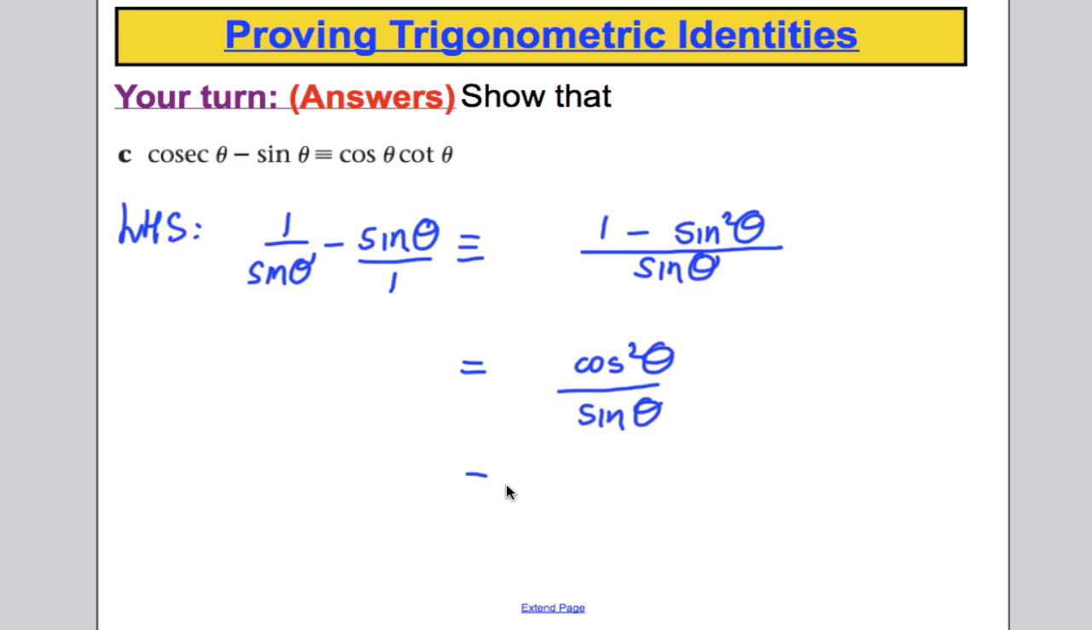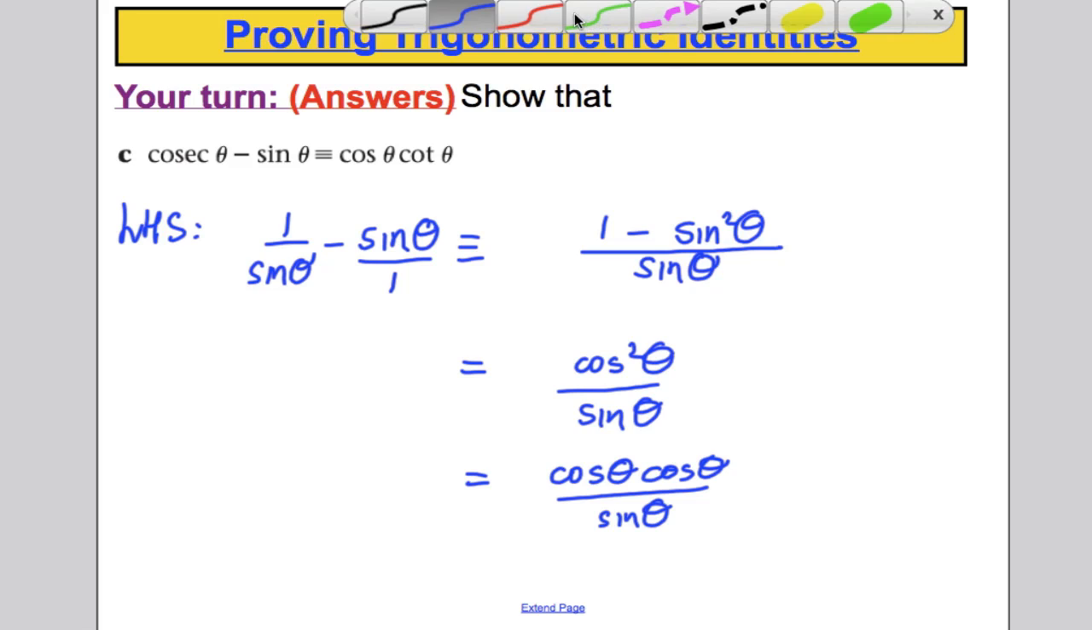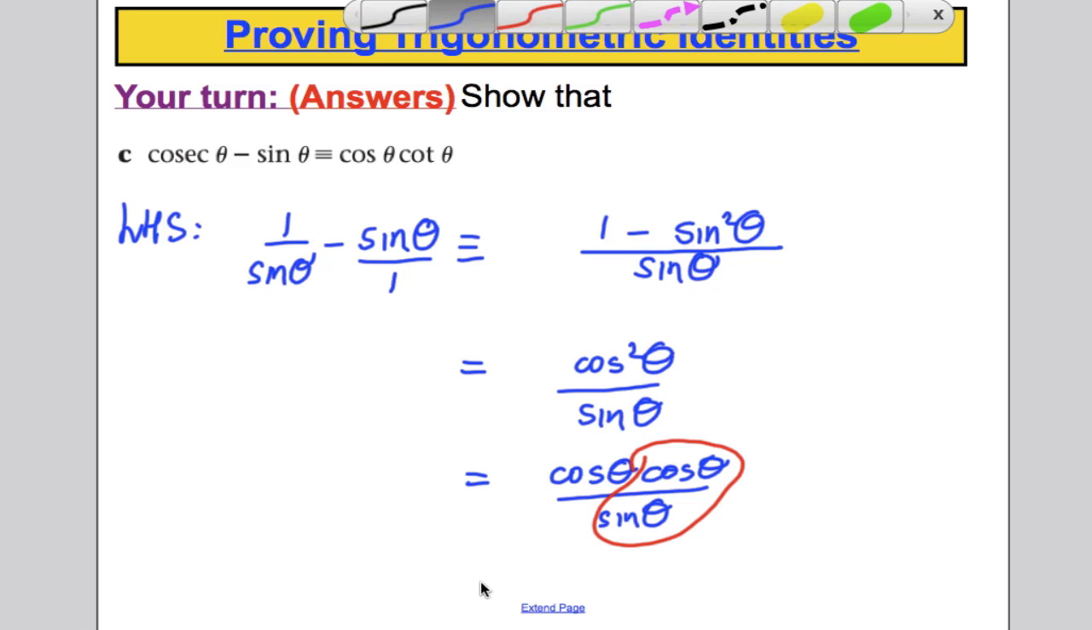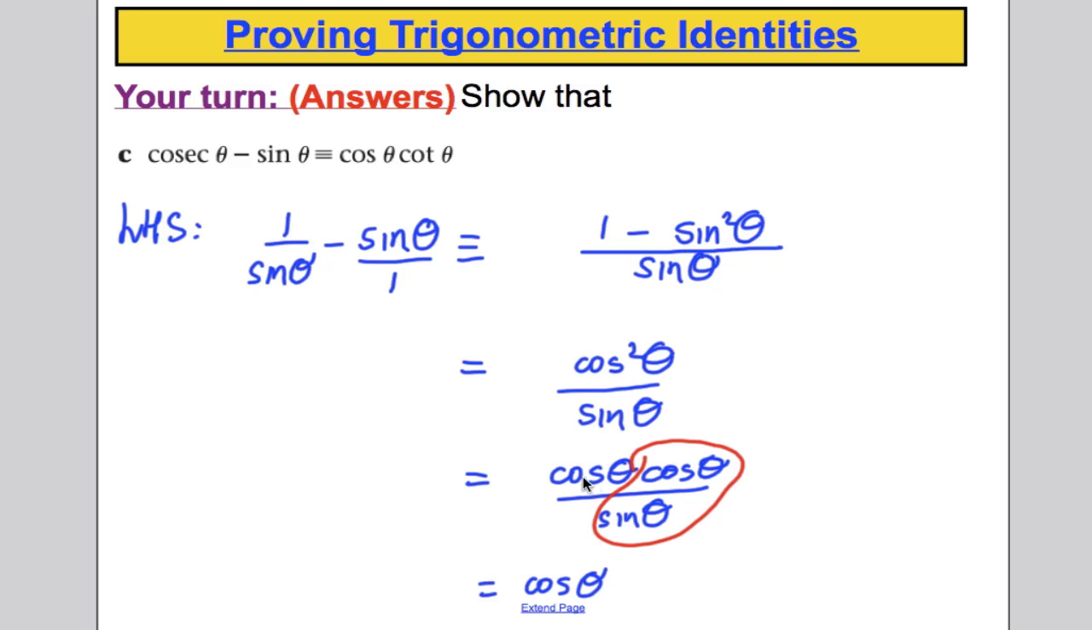Okay, and you're nearly there now. This surely is cos squared theta over sine theta, and you can think of this separately: cos over sine, this cos over sine is cot, and you still have a cos on the numerator, so this is equal to cos theta cot theta, because cos theta over sine theta is cot, and you have yourself the right-hand side. Nice and straightforward.